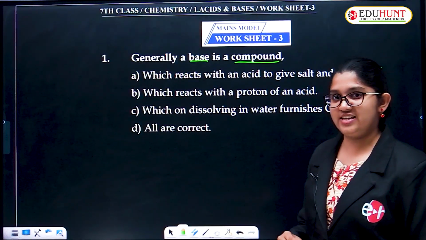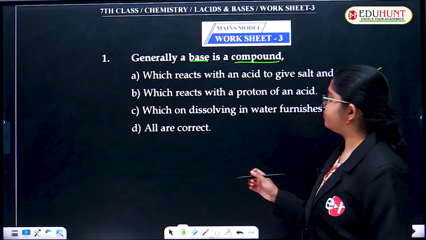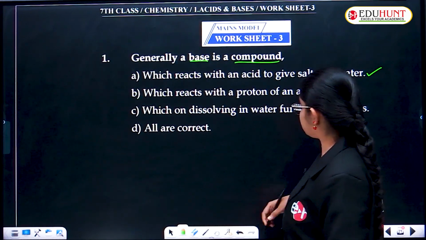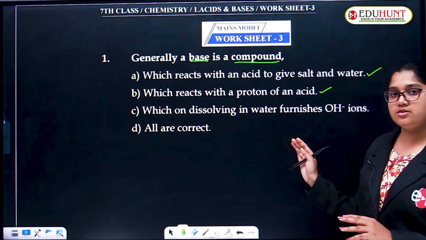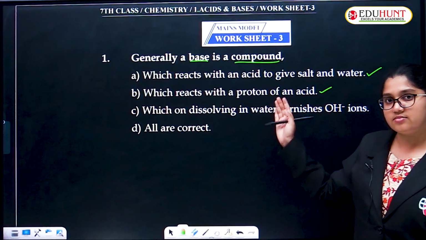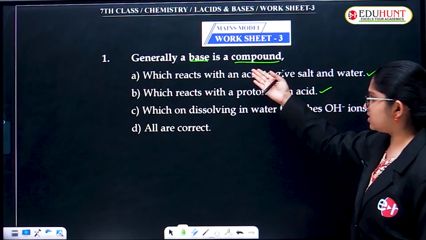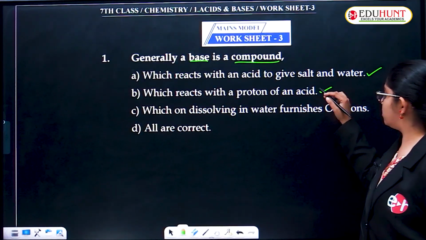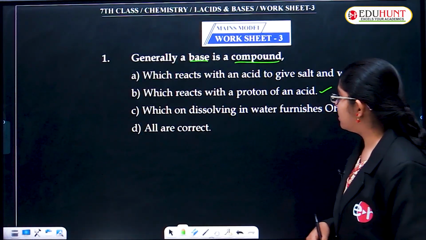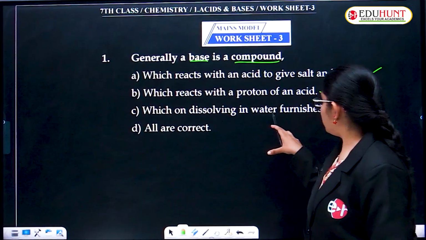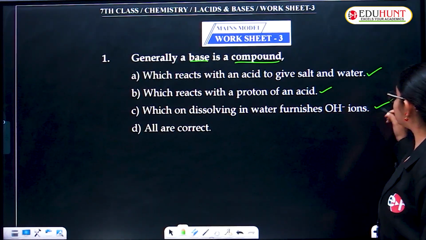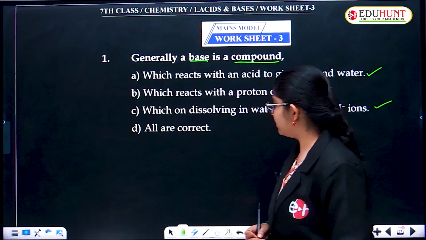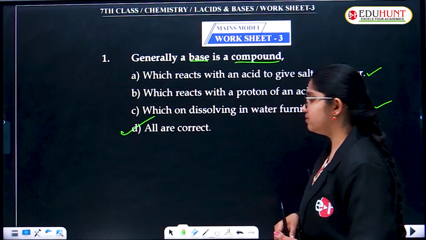Neutralization reaction. Yes, true. Now, option B, which reacts with a proton of an acid. We know protons are nothing but the acid containing ions. They react with protons of an acid to give rise to again salt and water. This option is also right. Now C, which on dissolving in water furnishes OH minus ions. This is also true. So absolutely the option is D, all are correct.